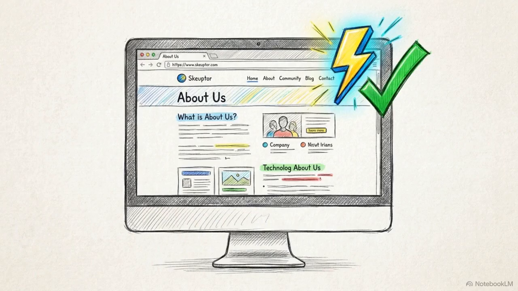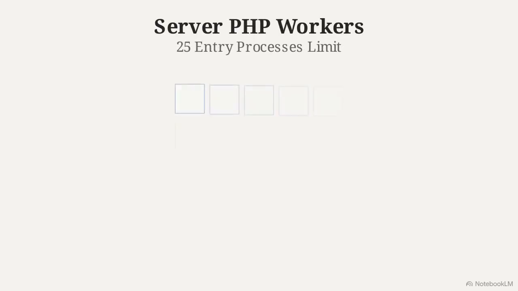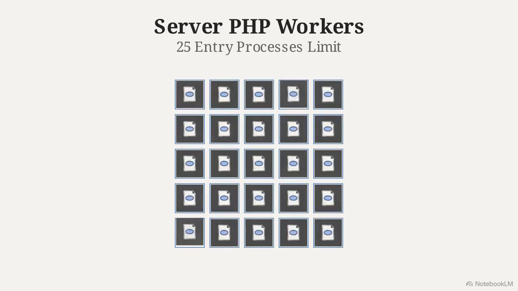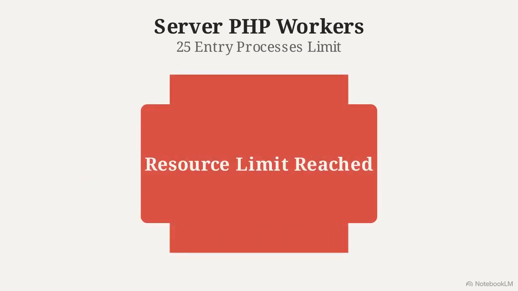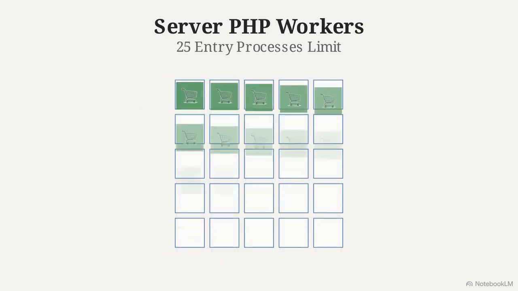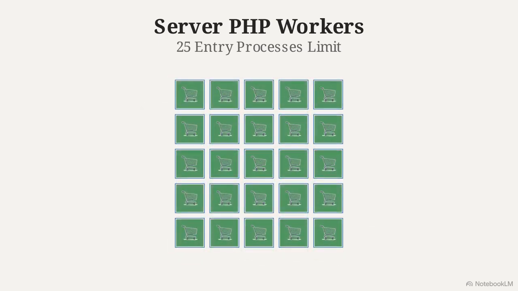With the fix in place, your content pages are now served entirely from the cache layer. We can see why this scaling matters by looking at your server's entry processes, or PHP worker limits. This grid represents a server with a limit of 25 concurrent PHP workers. Before the fix, casual blog readers filled these slots with background AJAX requests, creating a bottleneck. When you clear out that generic traffic, those slots immediately open up for high-value shoppers to process their carts smoothly.